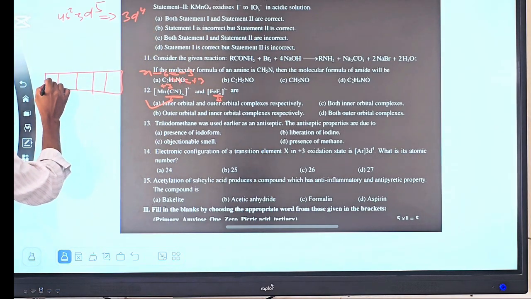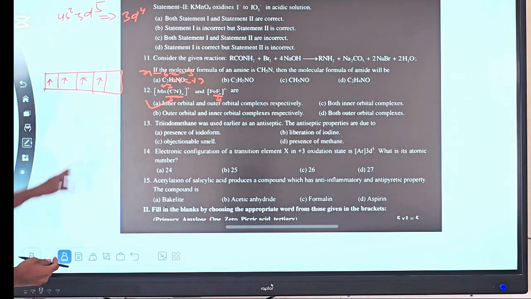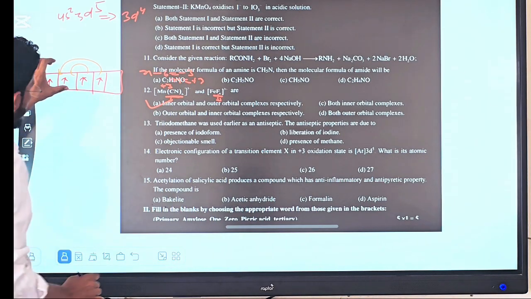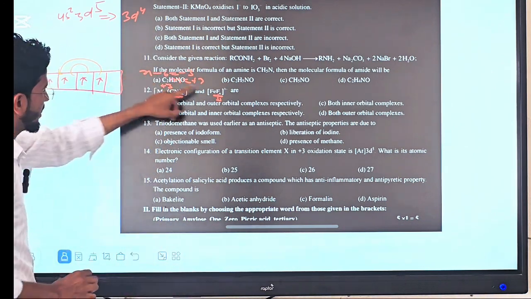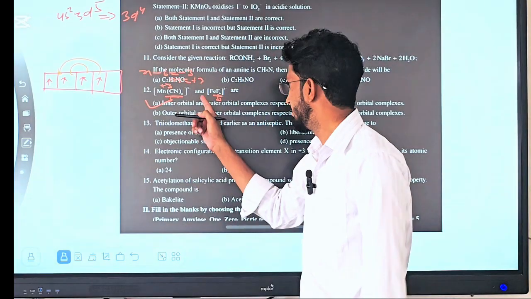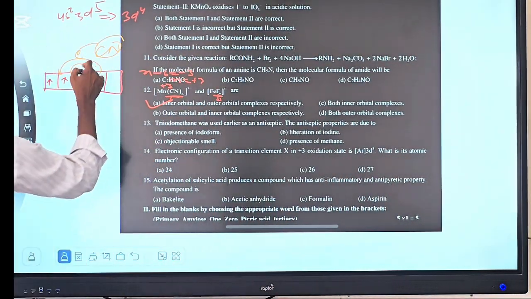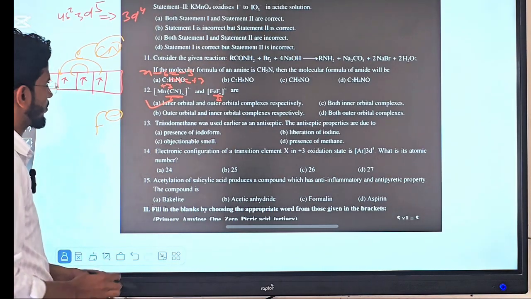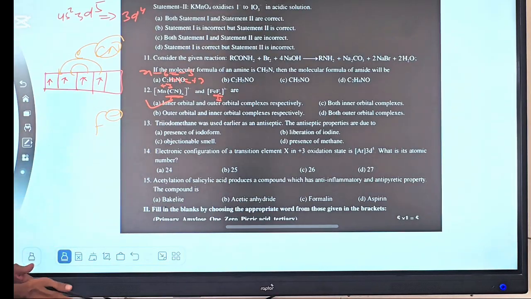Now put these 4 electrons: 1, 2, 3, 4. Now the pairing will take place. The inner orbital complex will form here, and here the outer orbital complex will form, because CN minus is a strong ligand, it will pair the d electrons, but F minus is a weak ligand, it does not allow pairing of the electrons. Now the answer will be A.